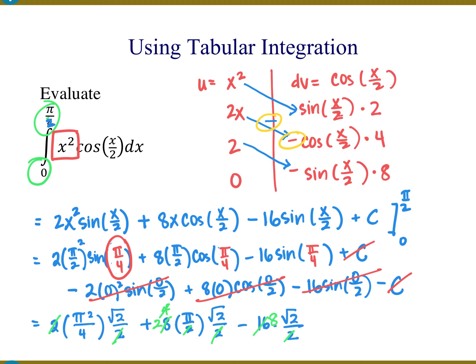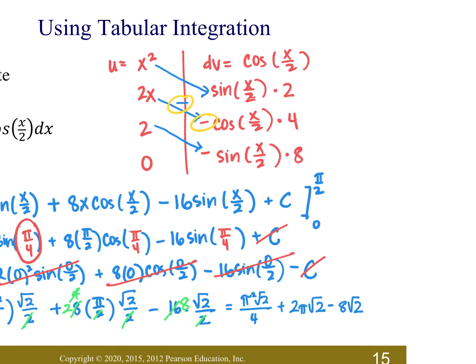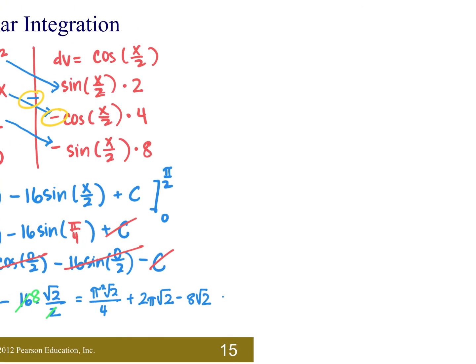So my final answer would be pi squared rad 2 over 4 plus 2 pi rad 2 minus 8 rad 2. Now because these all have a rad 2 in common, I could factor out the rad 2, leaving me with pi squared over 4 plus 2 pi minus 8 also as an answer.